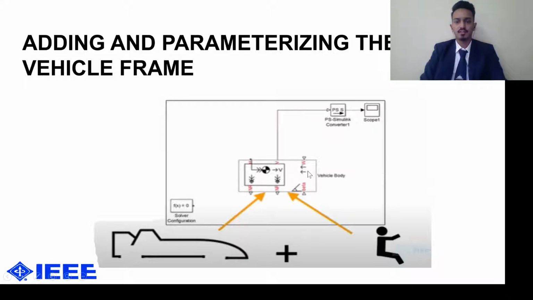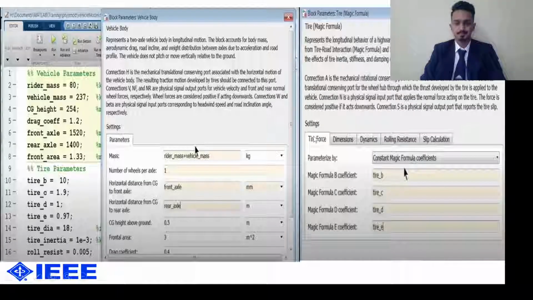Firstly, we are going to add the vehicle body. The vehicle body has various parameters like the normal front force, normal rear force, the angle or slope of inclination, and the wind velocity, and it gives output as the V port, that is the velocity of the vehicle body.